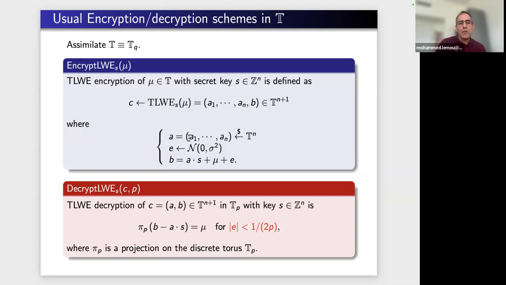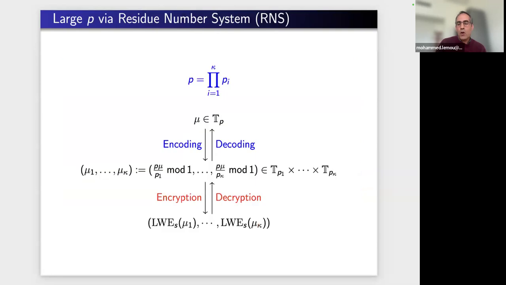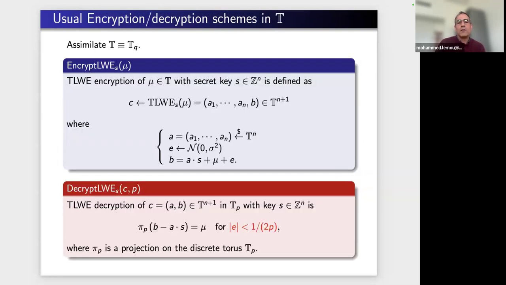Decryption consists in computing the phase b minus s·a and projecting it onto the closest element of T_p. The encryption is correct if the error that we introduce in the encryption is smaller than 1 over 2p. The ring LWE is the same, based on the same process, and I don't present it because you know this very well. You see that here you have a constant on the error in order to have a correct decryption. This constant may be very strong if p is large, and a large p can also be penalizing in the bootstrapping process. So it's in general useful to deal with small p's.